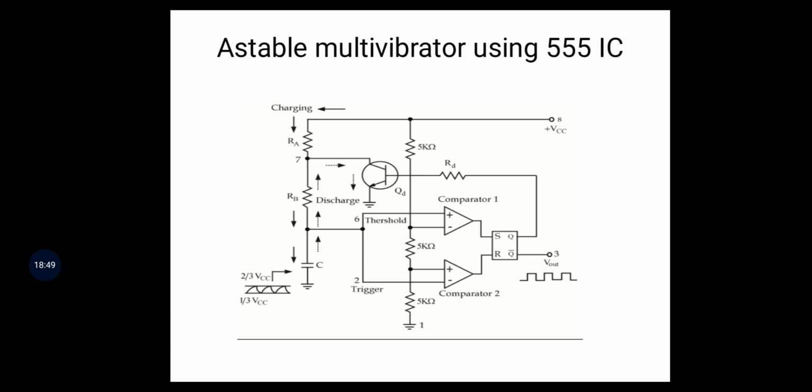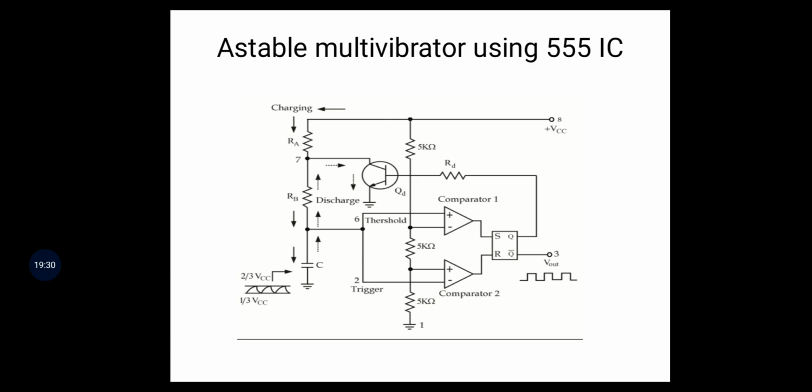In an astable multivibrator, there is no need of a triggering pulse. In a monostable multivibrator, we need one triggering pulse. In a bistable multivibrator, we need two triggering pulses. So here multivibrators are of three types: monostable multivibrator, bistable multivibrator, and astable multivibrator.